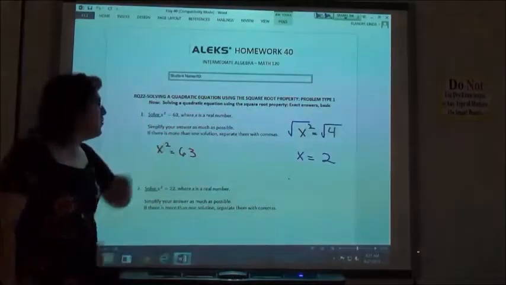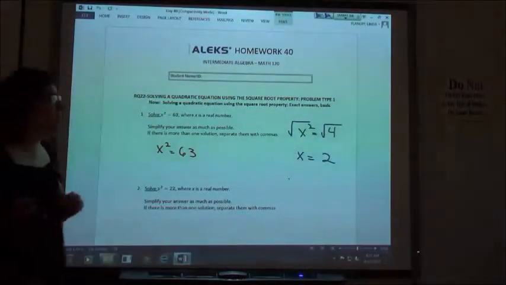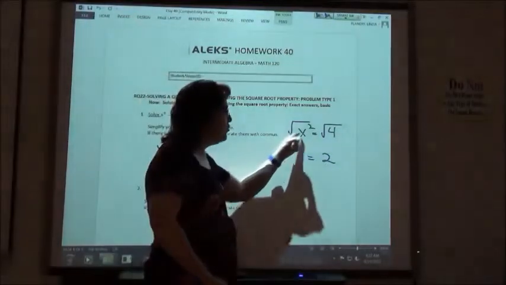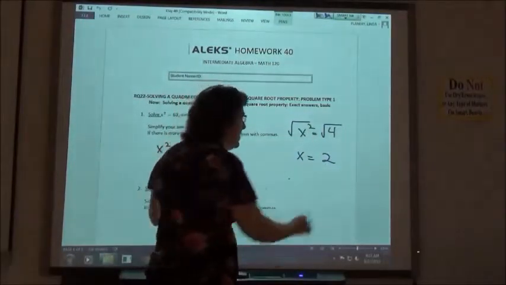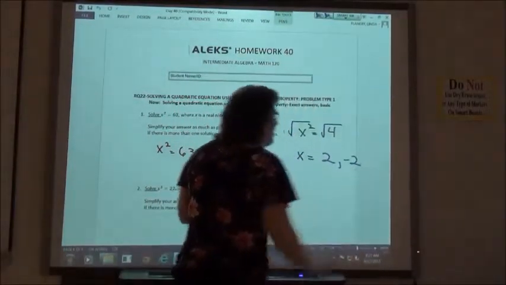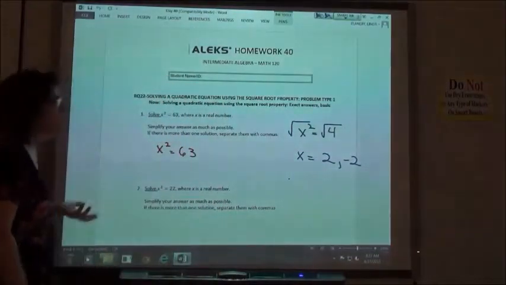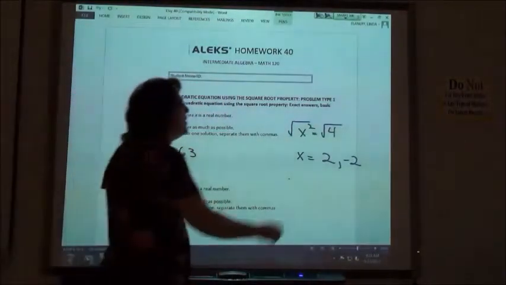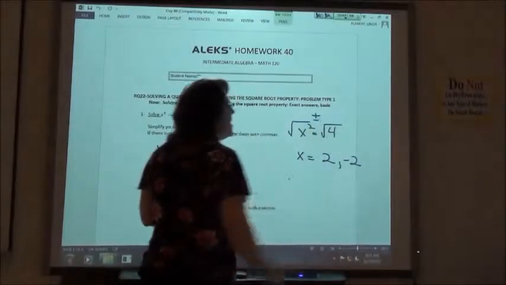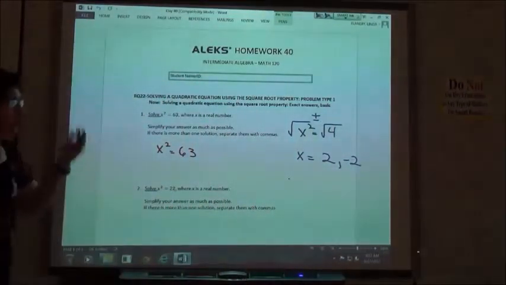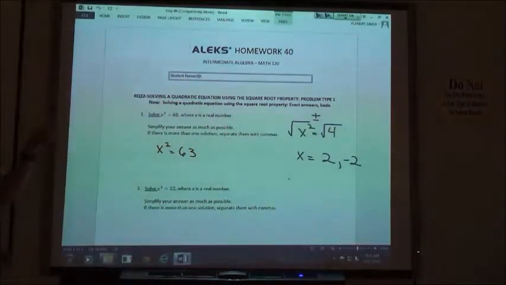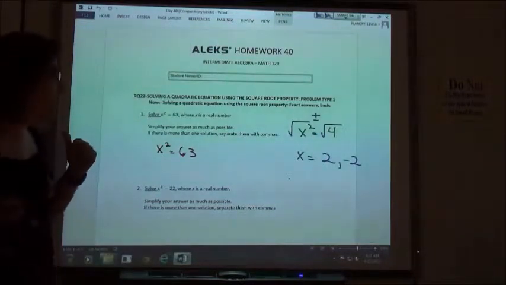However, it says if there's more than one solution, separate it with a comma. In this case, 2 squared is 4, but so is negative 2 squared. So when we solve by taking the square root, they're going to say plus or minus that value, because 2 squared is 4 and negative 2 squared is also 4.